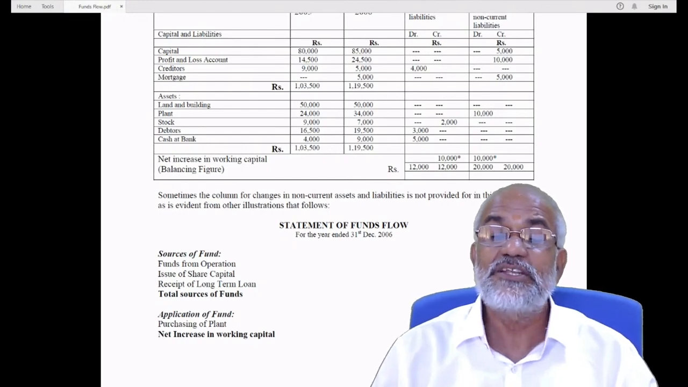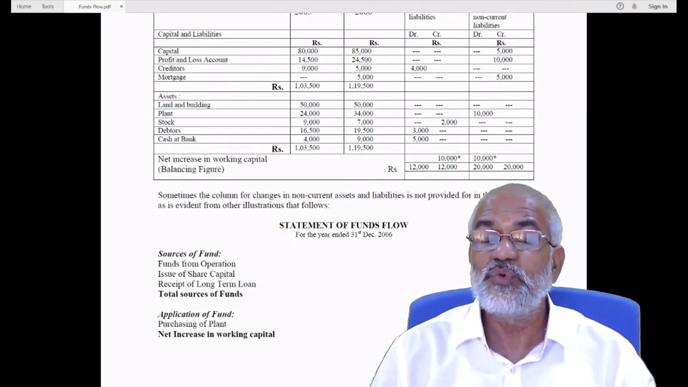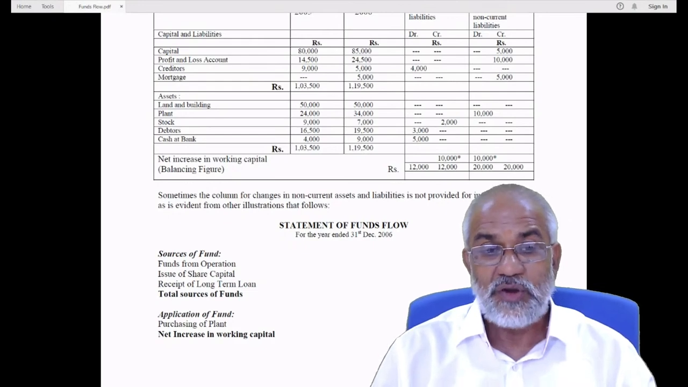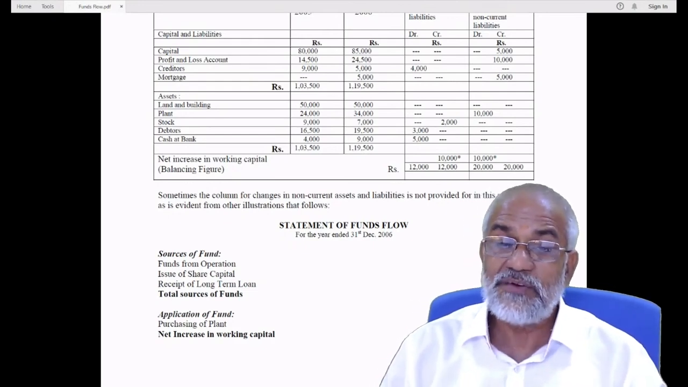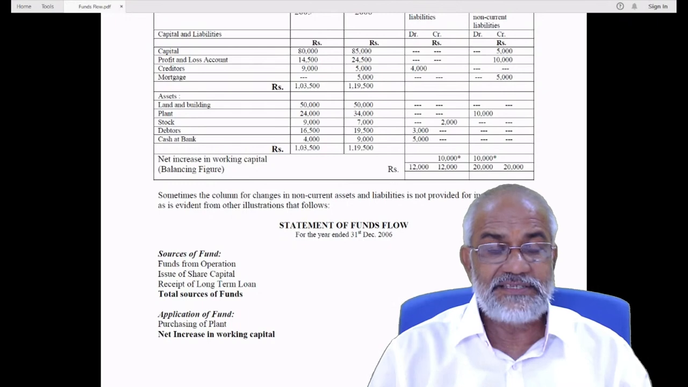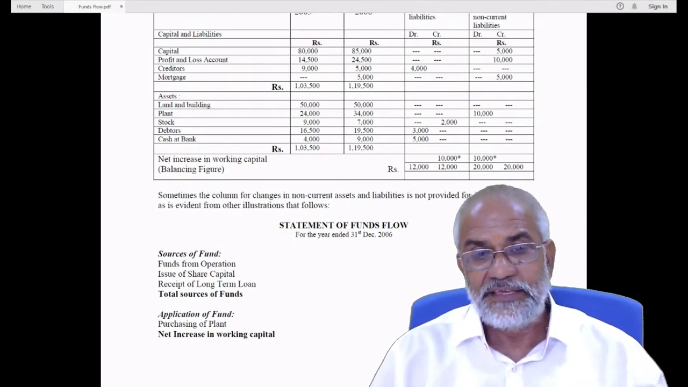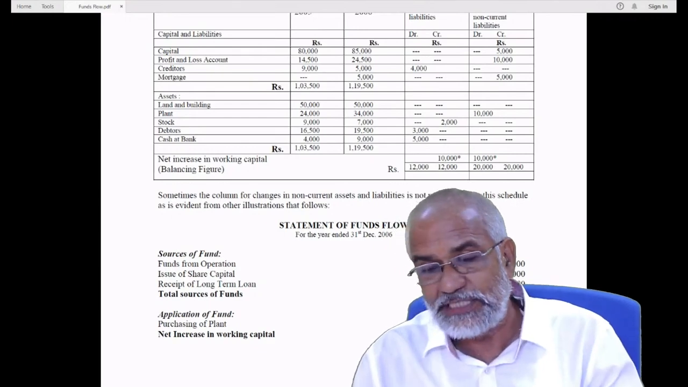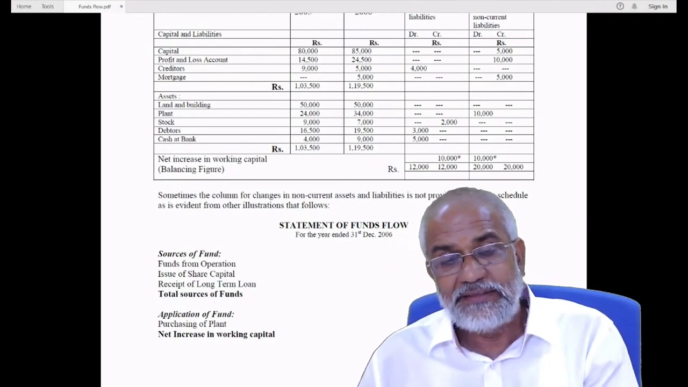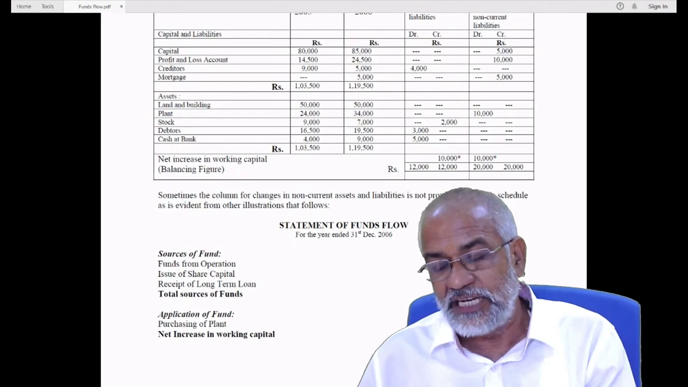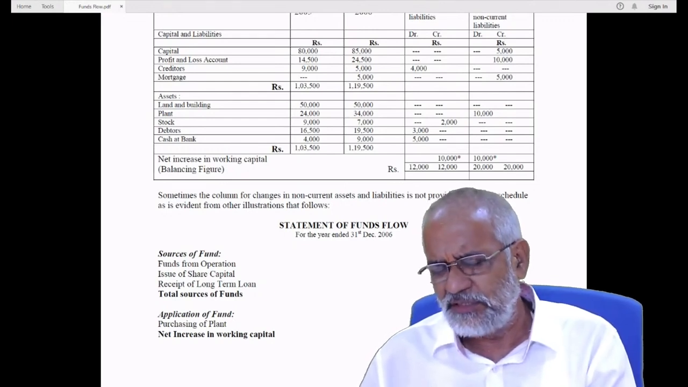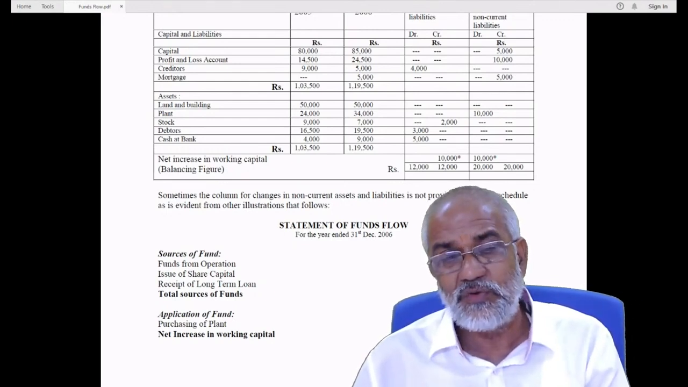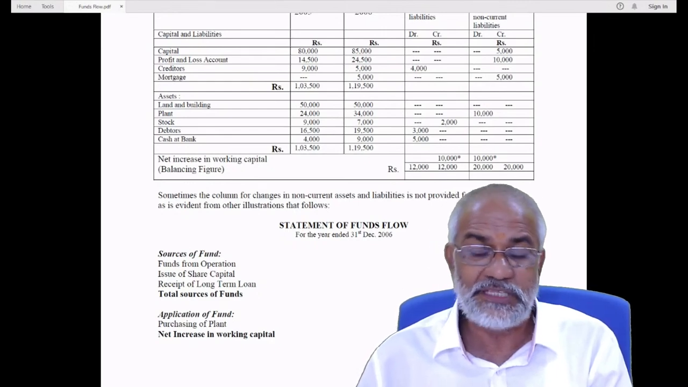So the total application of funds would be 22,400. So what would be the changes in the sources of funds? Here, the utility of step 3 comes into picture. We need to prepare the statement of changes, the memorandum profit and loss account or the adjusted profit and loss account for this purpose.